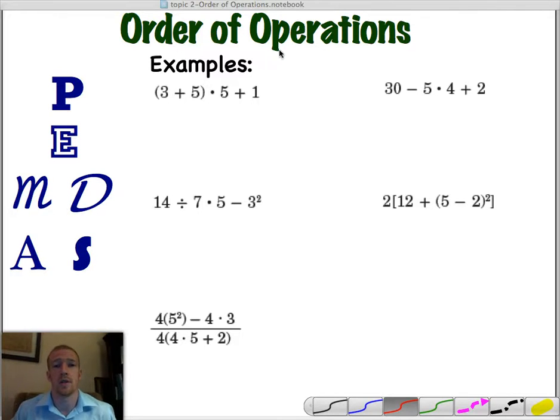Alright, so now we're doing order of operations. This just is talking about it matters what order you do your various operations, whether like here we subtract, then multiply, or do we multiply, then subtract. I'm sure that you've seen this before.